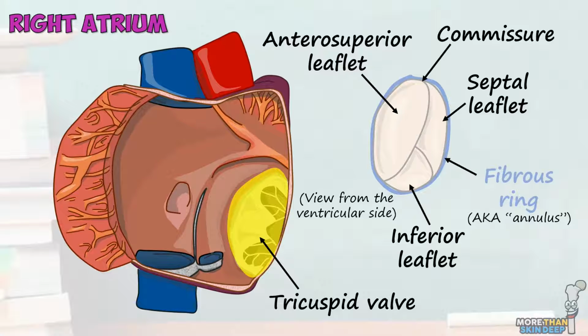Each leaflet is attached on its ventricular side to a string of fibrous connective tissue known as a chorda tendinea, or tendinous cord. These chordae go on to attach mostly to the papillary muscles, which we'll cover in a minute.